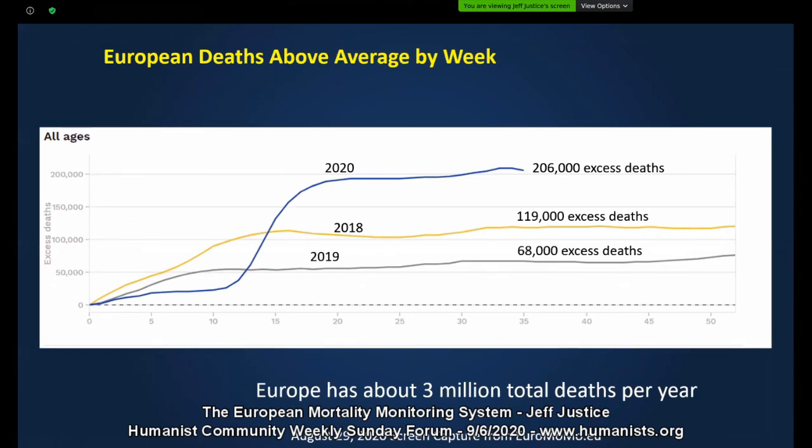This is from the Euromomo site, and it just shows the cumulative deaths since January 1st for 3 years. And you can see that 2019 was a mild flu season with 68,000 excess deaths. 2018 was worse with 118,000 excess deaths. And then the COVID season, COVID year of 2020, currently we're running at 2006 excess deaths. The line is pretty flat right now, so it could be that these numbers are similar to what we'll finish out the year with.